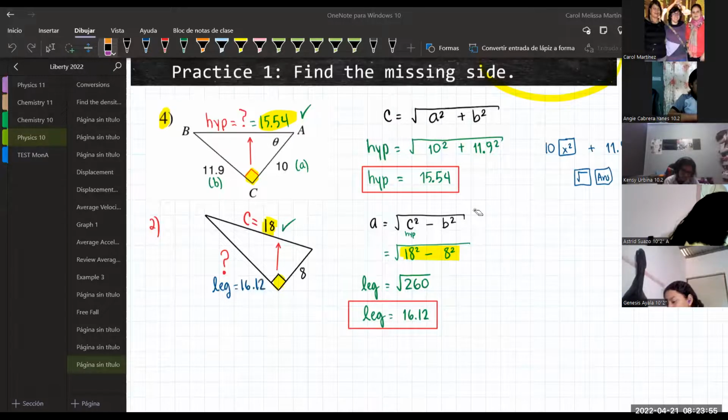Is the hypotenuse the longest side in the second exercise? Is the hypotenuse the longest side? Yes, it is. C is 18 and 18 is the greatest of the three numbers. So it makes sense. So you can see this topic is quite simple. So you will do the rest of the exercises from 1 to 3 as part of your homework so you can practice this topic.